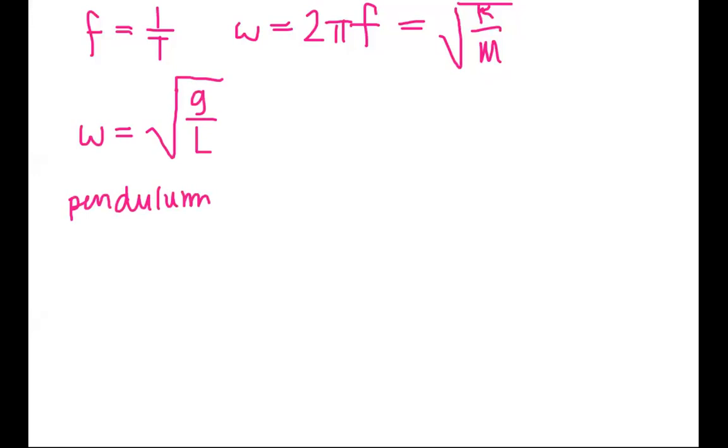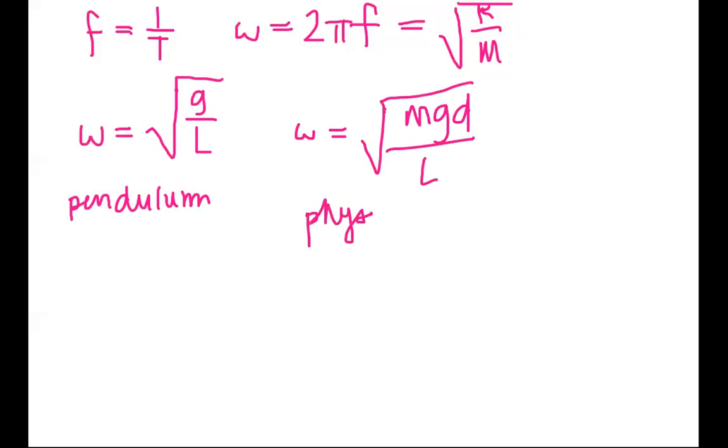And for a physical pendulum, somewhat similar, we have root of mgd over L. And this is for a physical pendulum. So this is where the pendulum itself has some shape or mass. Just a brief correction. I think that for the physical pendulum, it's over I, not over L. Yeah, for the physical pendulum, it is mgd over I.